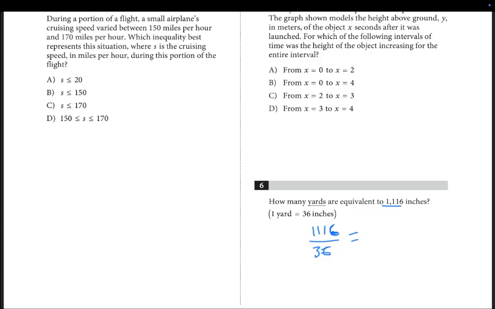So we're going to put this in our calculator real quickly. Give me 1 quick second to get my calculator out. So 1,116 divided by 36 is going to equal 31. So that's going to be 31 yards. Very simple problem. You just have to understand conversion factors.